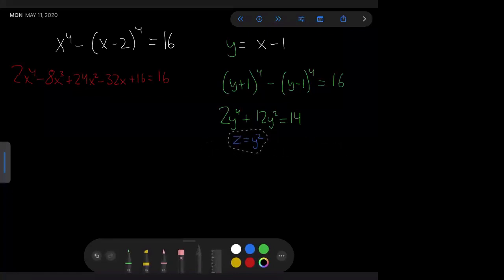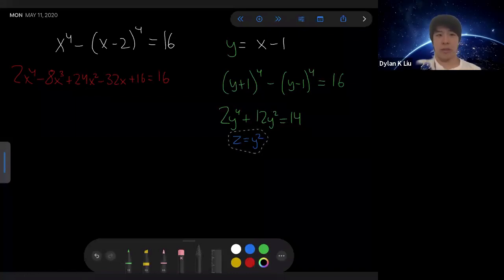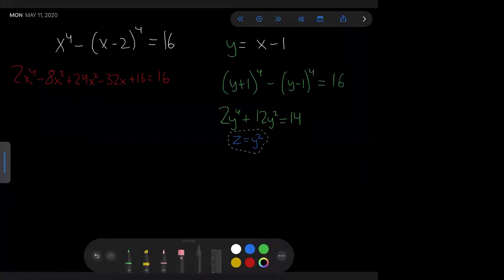into z equals y squared. Can you guys see the blue? Is the blue okay for y'all? The blue is good. All right, blue is good. So z equals y squared.